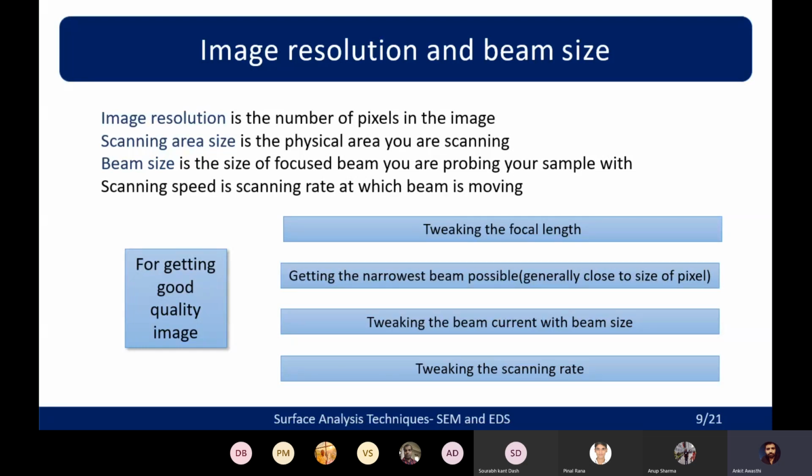Otherwise the two captured signals actually overlap with each other, and you will not get a clear image of the sample you scanned. And I already told you the role of the beam current and the scanning rate. So all these parameters, apart from the accelerating voltage and the beam current, play very important roles during the SEM analysis.